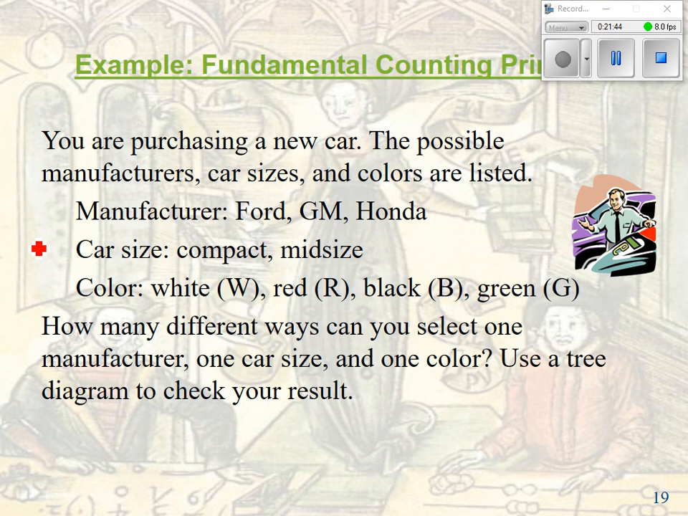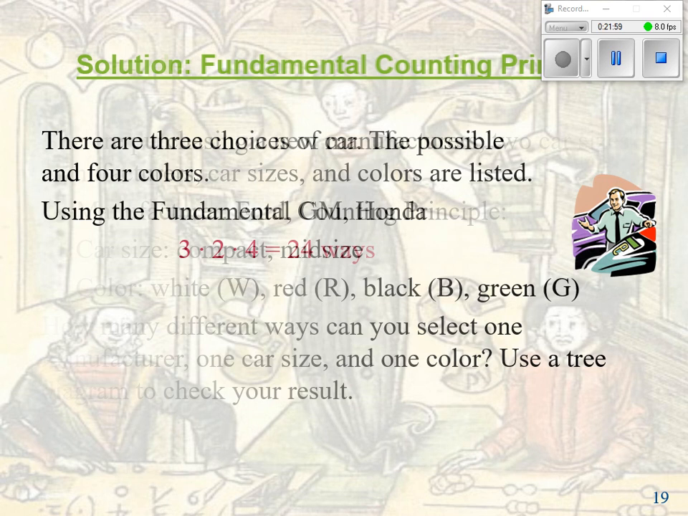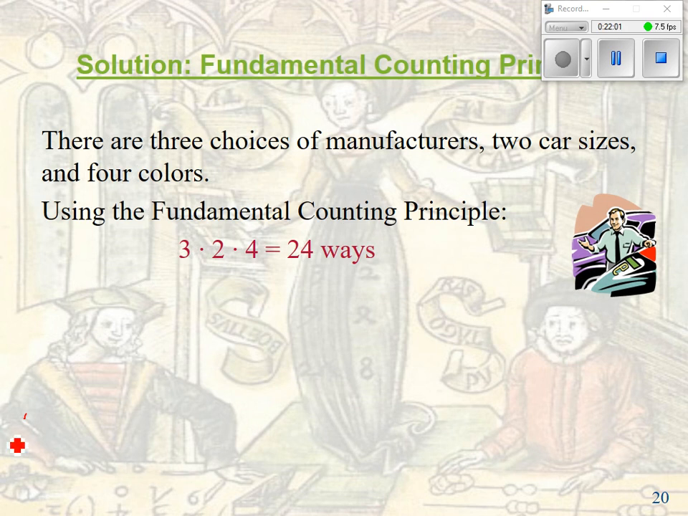So how many possible choices do you have for this first thing? How many for the size? 2. How many for the color? 4. What are you going to do to find all the different possible outcomes you could make? Multiply them together. What's it give you? 24. Alright, so 24 different ways.